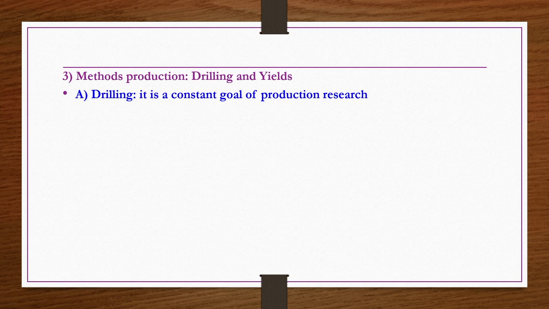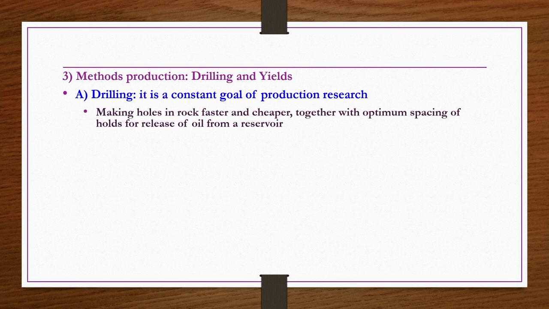Petroleum production industry is the terminology we are using for the production of crude, taking out the crude from the reserve, whatever the process is; all that we are including under the petroleum industry category, whereas the refining and getting other products we are calling the petrochemicals industry. So, in the petroleum industry, drilling is very much essential. It is a constant goal of production research: making holes in rock faster and cheaper, together with optimum spacing of holes for release of oil from a reservoir. That is what in general we do in drilling.